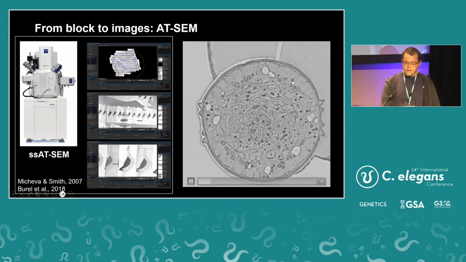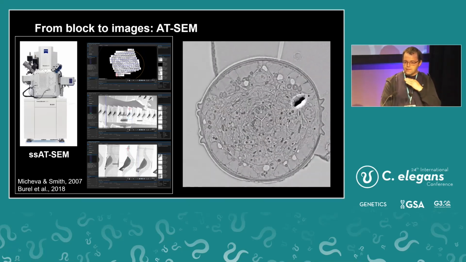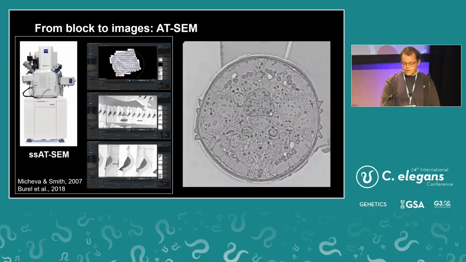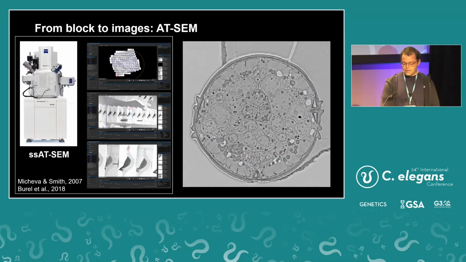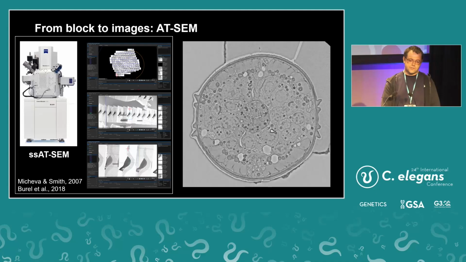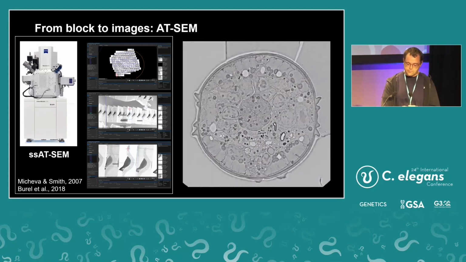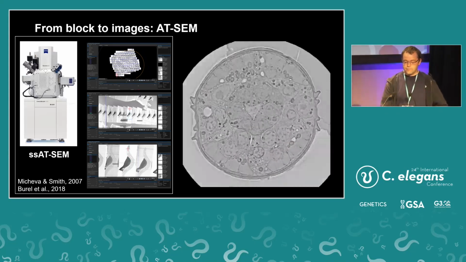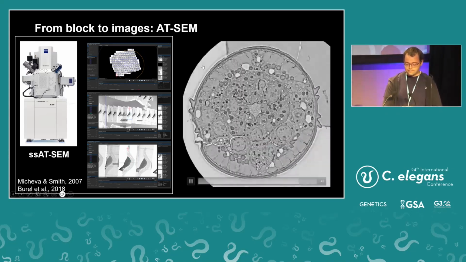But we don't really do the molecular information yet because it requires some very specialized freeze substitution. And so when we fix our samples, we fix them specifically for the ultrastructure so that the ultrastructure is as clear as possible. And using this technique, we get these really nice volumes of worms that we can use for our connectomes.